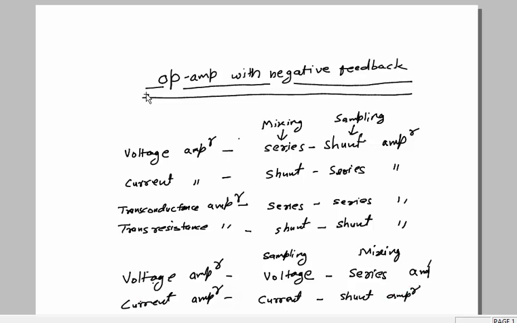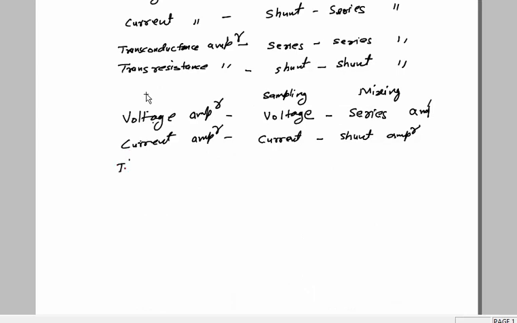Next is transconductance amplifier. Now for this, what will be sampled? Transconductance means output current divided by input voltage. So sampling will be current. What will be mixing? Mixing will be voltage. For voltage we need series mixing. So its other name is current series amplifier.